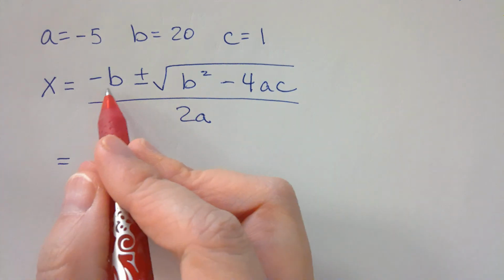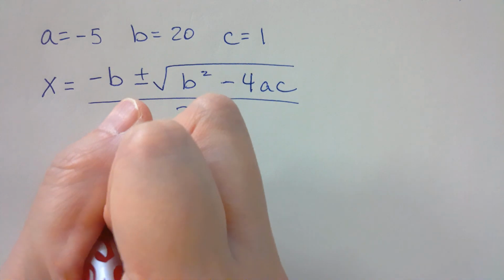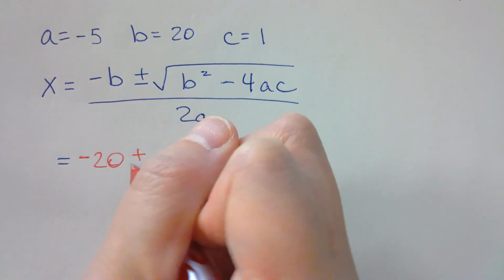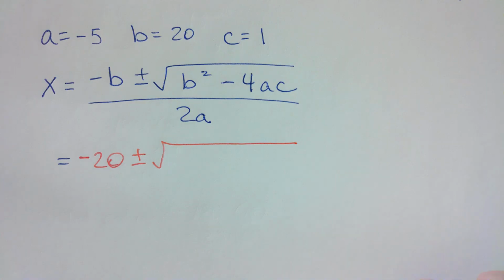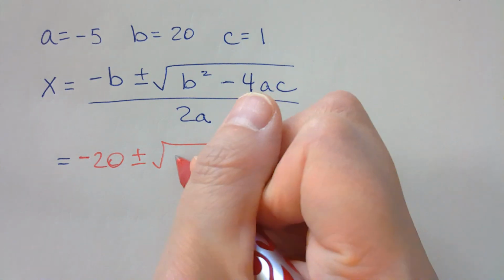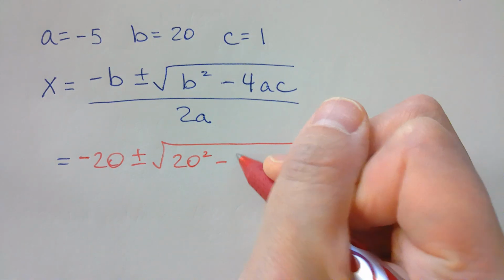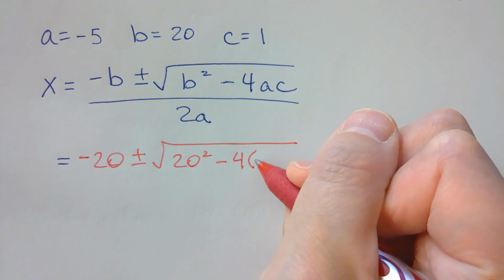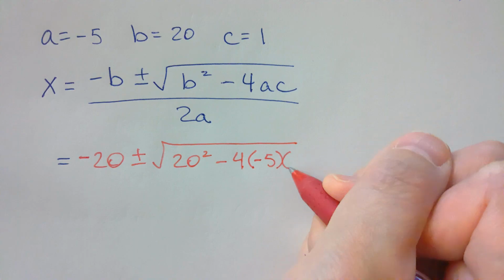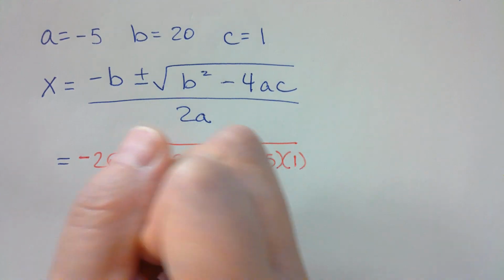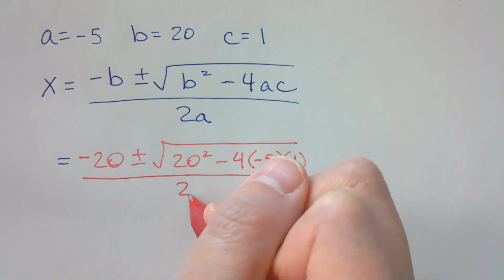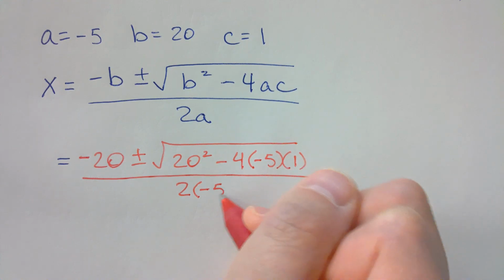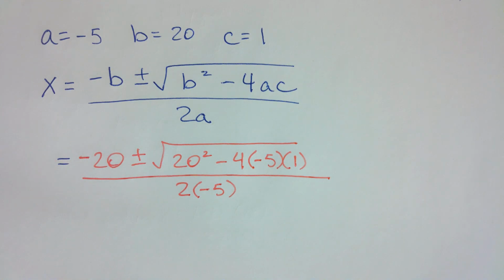Elisa, can you help me with the substitution? What is B? Good. Plus or minus? And then, good. And then minus 4 times what's A? Negative 5. And C is good. Everything over 2 times... perfect. Okay, so you have the formula.